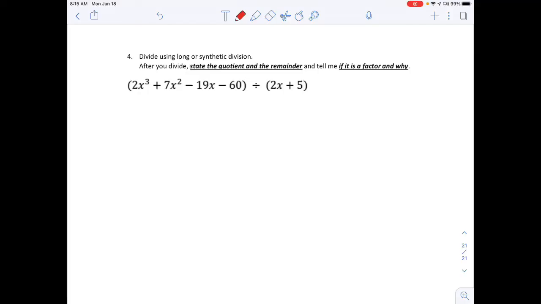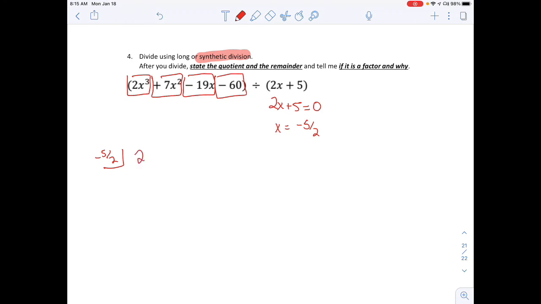Okay. So synthetic division is definitely what I will pick. And so you set what you're dividing by equal to 0, solve for x, you'll get negative 5 over 2. Subtract 5, divide by 2, put that in your little box. Make sure that you're not missing anything, like it goes from a cube to a square to a first power to a constant. So I have everything. I don't need any zeros.